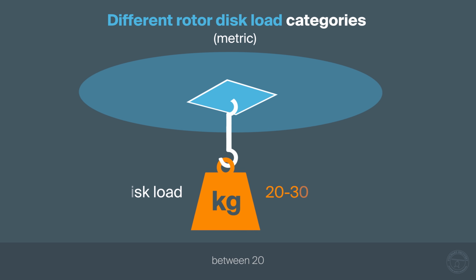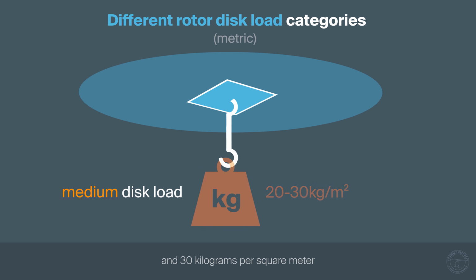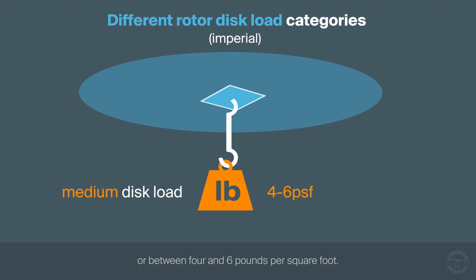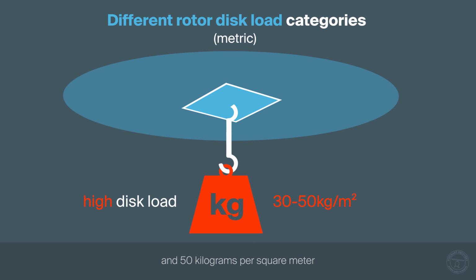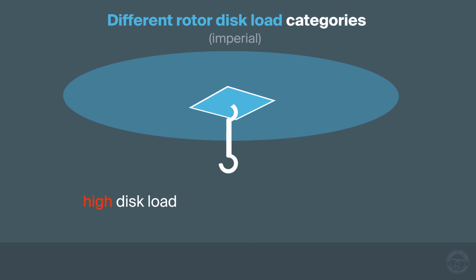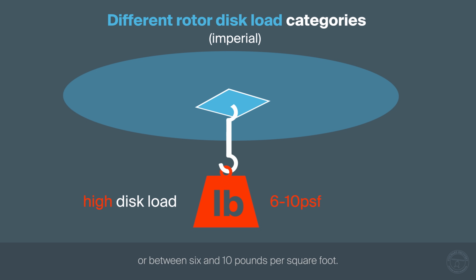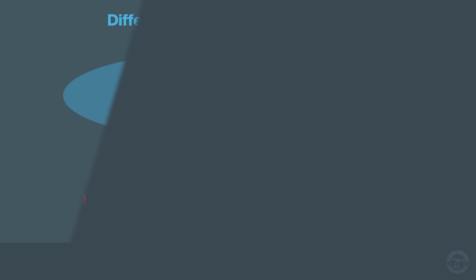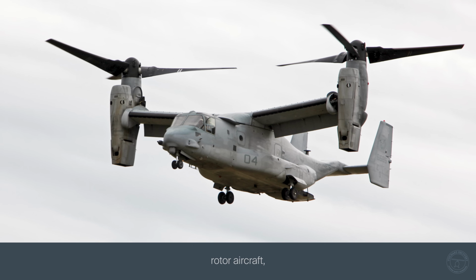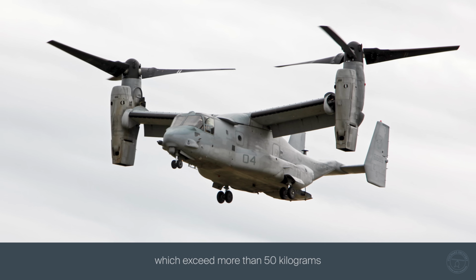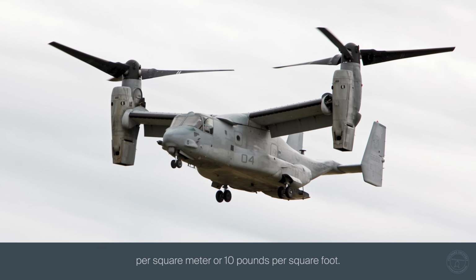Medium disc load: between 20 and 30 kilograms per square meter or between 4 and 6 pounds per square foot. High disc load: between 30 and 50 kilograms per square meter or between 6 and 10 pounds per square foot. This film does not specifically address the category of very high disc loads, such as the AW609 or V-22 tilt rotor aircraft, which exceed 50 kilograms per square meter or 10 pounds per square foot.